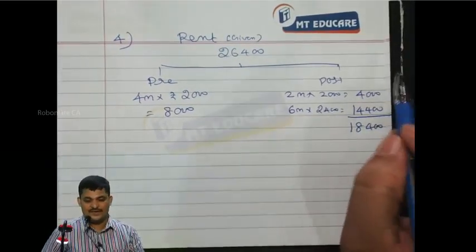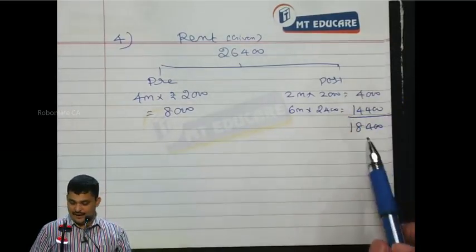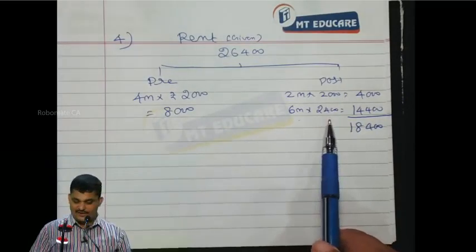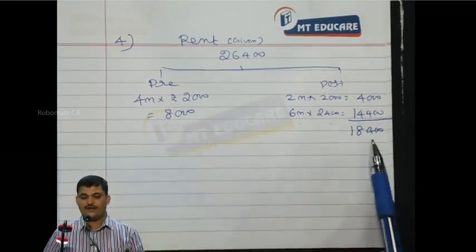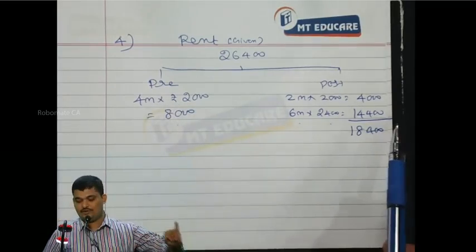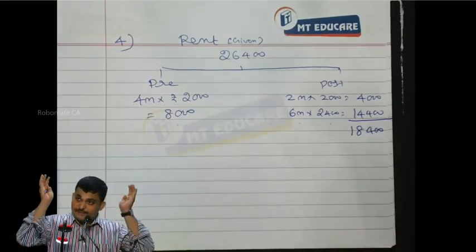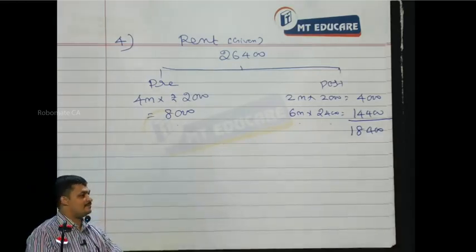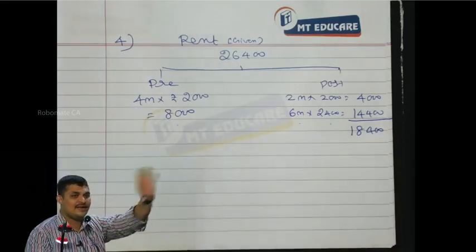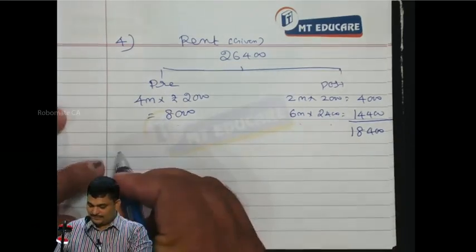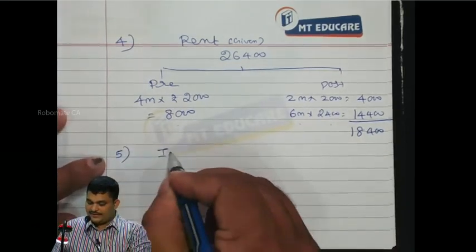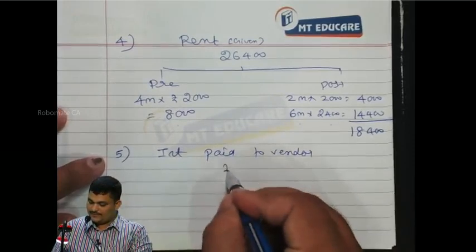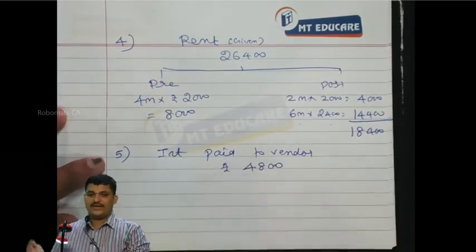We can arrive at the balancing figure, but I would still like to show how the information is given, that from October onwards it was increased to 2,400. So pre-incorporation is 8,000 and post-incorporation is 18,400, not based on time ratio but on specific information available. We apportioned that into pre and post. Everybody, are you all following? Next one. Interest paid to vendor. Rupees how much? 4,800.